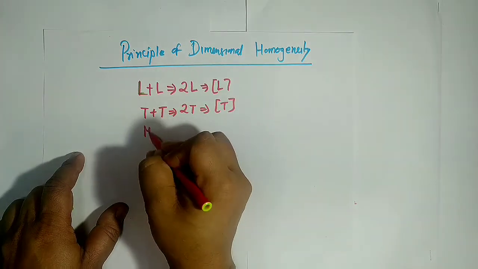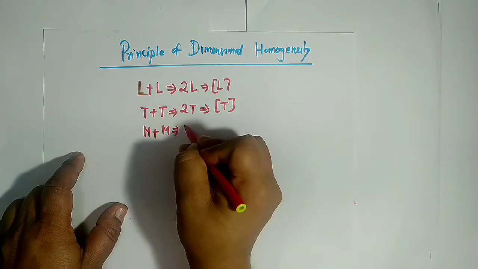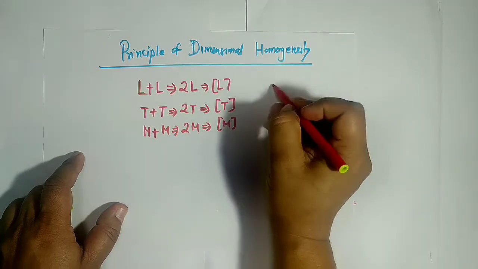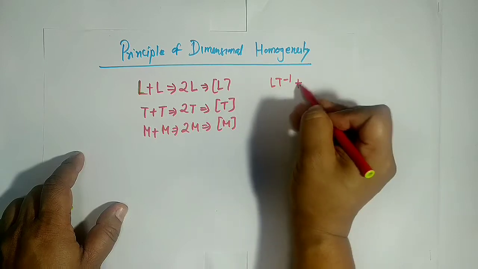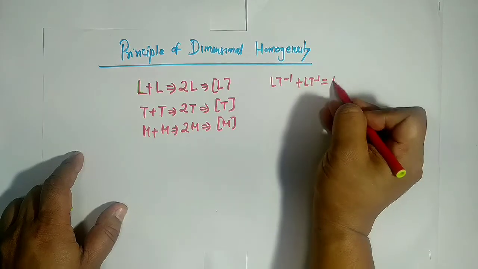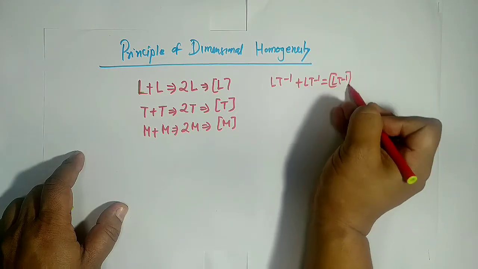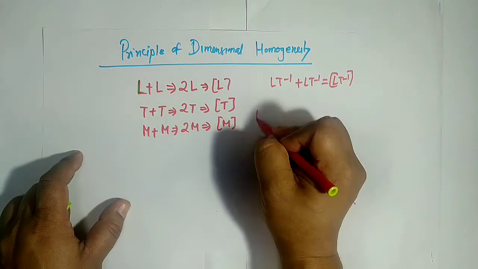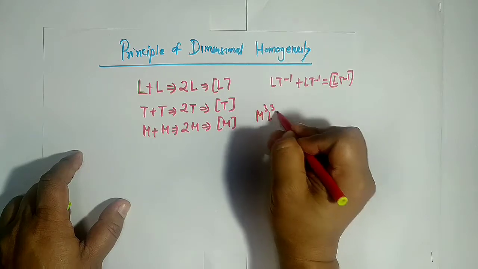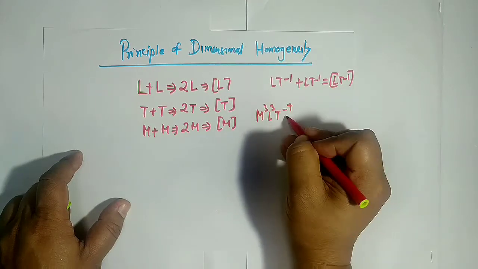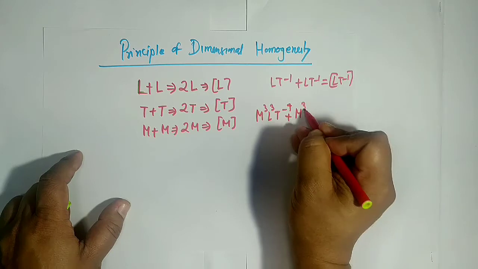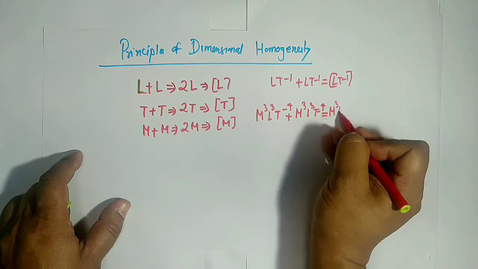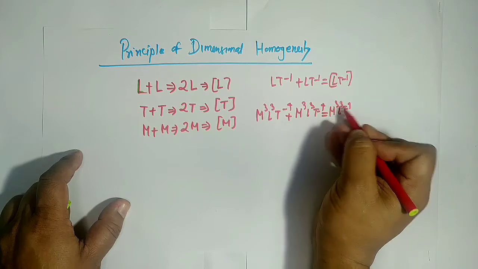If I ask you what is M plus M, you will say, sir, 2M. So the dimension is only M. Similarly, LT minus 1 plus LT minus 1 will give the dimension LT minus 1. 2 is dimensionless. Similarly, if I say M3LQT minus 4 plus M3LQT minus 4, the resultant will be the same dimension.